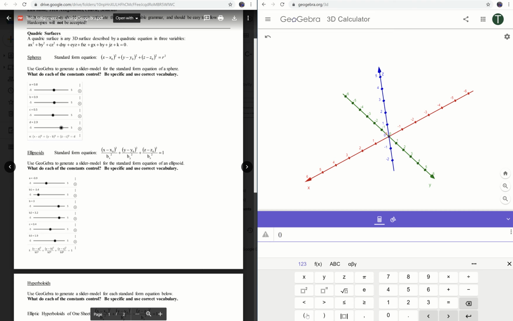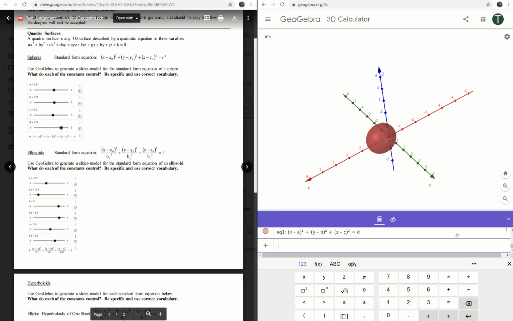So x minus a squared plus y minus b squared. Well, I know why I'm looking, to make sure I'm consistent with the instructions, plus z minus c squared equals d.